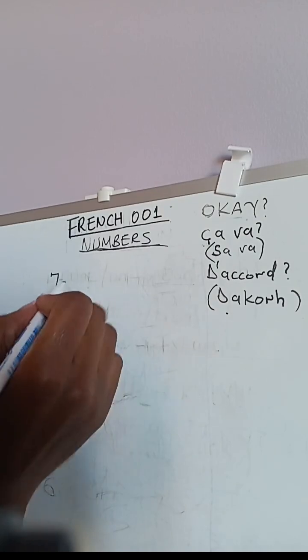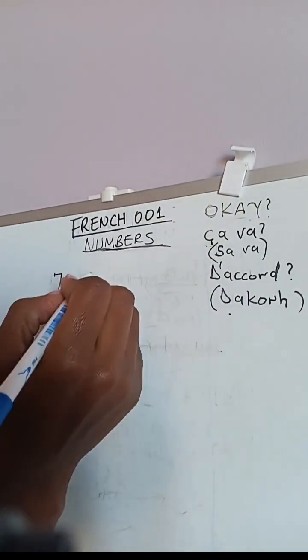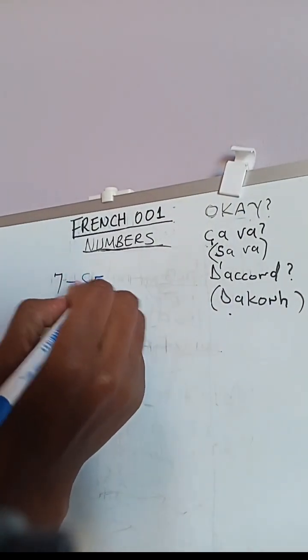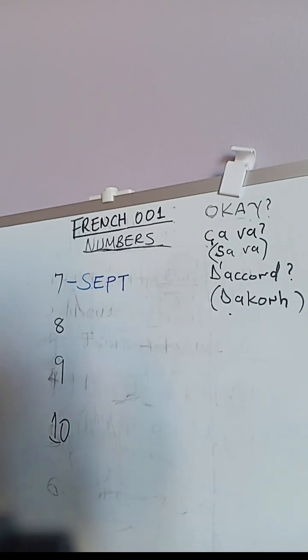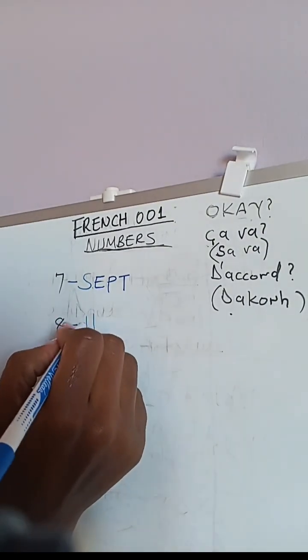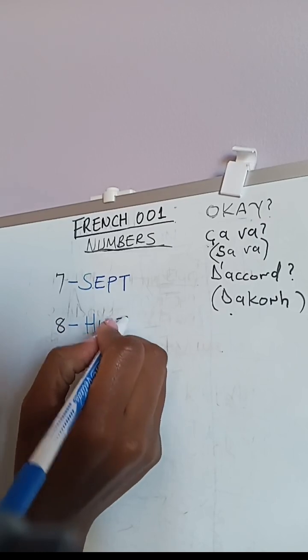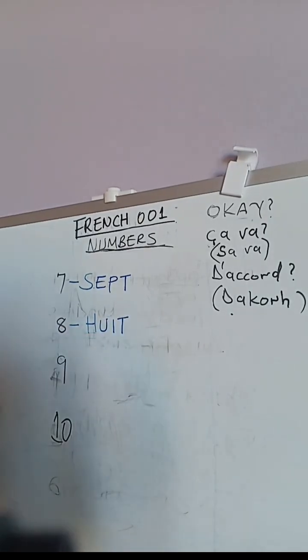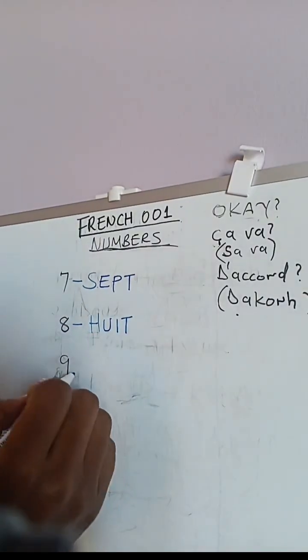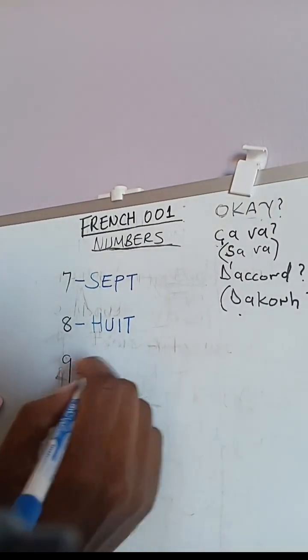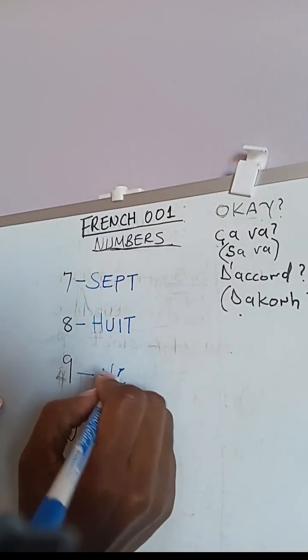How do we say 7? How do we write it? Sept. It's like you want to write September. Sept. Okay? How do we write 8? Huit. Nice. 9. How do you write 9? Neuf. Nice. Voilà, les gars.